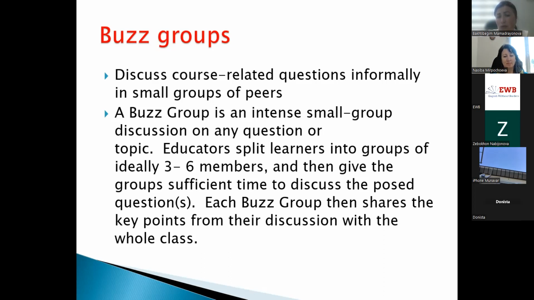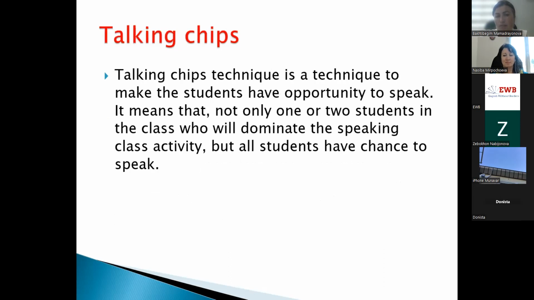In a buzz group, educators split the students, pose a particular topic or question, and manage the time, because time is limited. It is also a technique where students share their key points from their discussion.